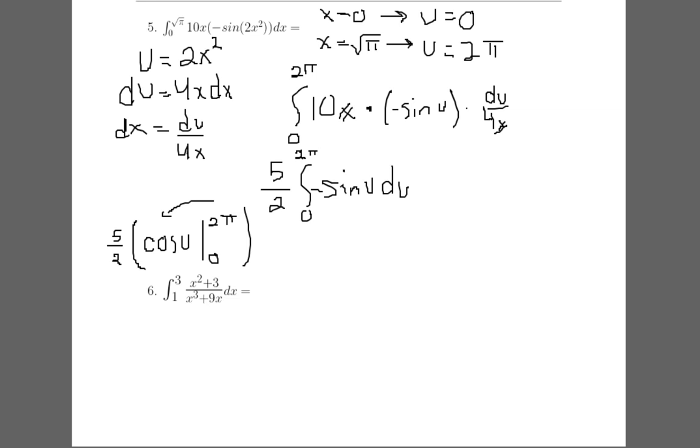which means we'll do the fundamental theorem of calculus. 5 over 2 of cosine of 2 pi minus cosine of 0. When we evaluate each of these trigonometric functions, cosine at 2 pi and 0, it's actually going to give us 1. So it's just going to be 1 minus 1, which is 0, times 5 over 2. So our final answer for this is going to be 0.